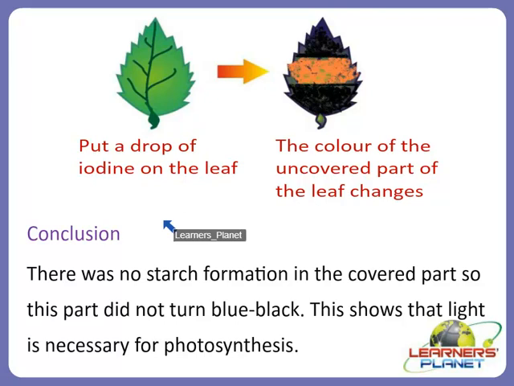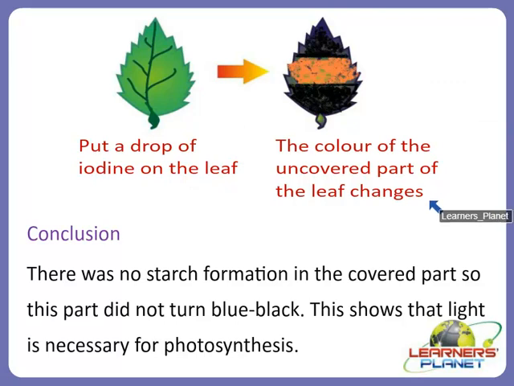First of all, we covered a part of the leaf using strips of black paper, and then we picked a leaf from a de-starched plant and tested it for starch to confirm whether it is fully starch free or not. And then we picked up a leaf covered by a strip of black paper and removed the strip. And now we are testing the leaf for starch. That means we will put a drop of iodine on the leaf. So after some time, what can we observe?